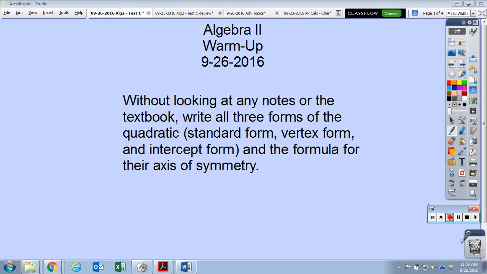Alright, so the warm-up says to, without looking at any notes or the textbook, write all three forms of the quadratic: standard, vertex, and intercept form, and the formula for the axis of symmetry. Alright, so, does anyone know?